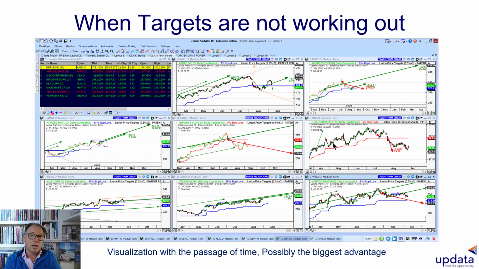So one of the key things is understanding when the target's not working out. And this is my portfolio some months ago, and quite a few of these things have been sold because the downside targets start creeping in, and I just say, okay, the upside targets are not in train. So that visualization becomes really valuable.